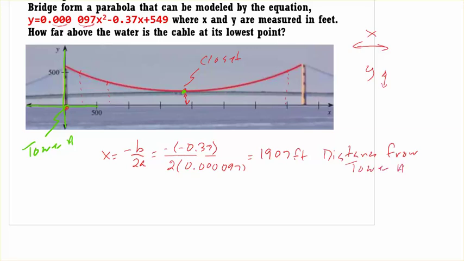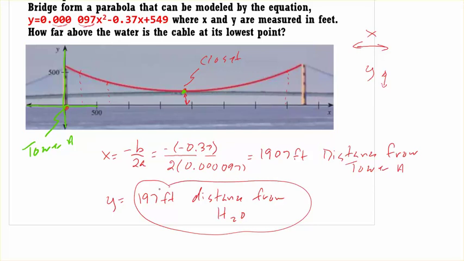Well, what we want to know is the height. So we plug that back in. We were actually looking for y, I'm sorry, not the height. Well, it is the height. And if you plug that back in, you get 197 feet. And that is the distance from the water. And that would be our answer. So these problems require that you interpret the variables and then find what you're looking for.